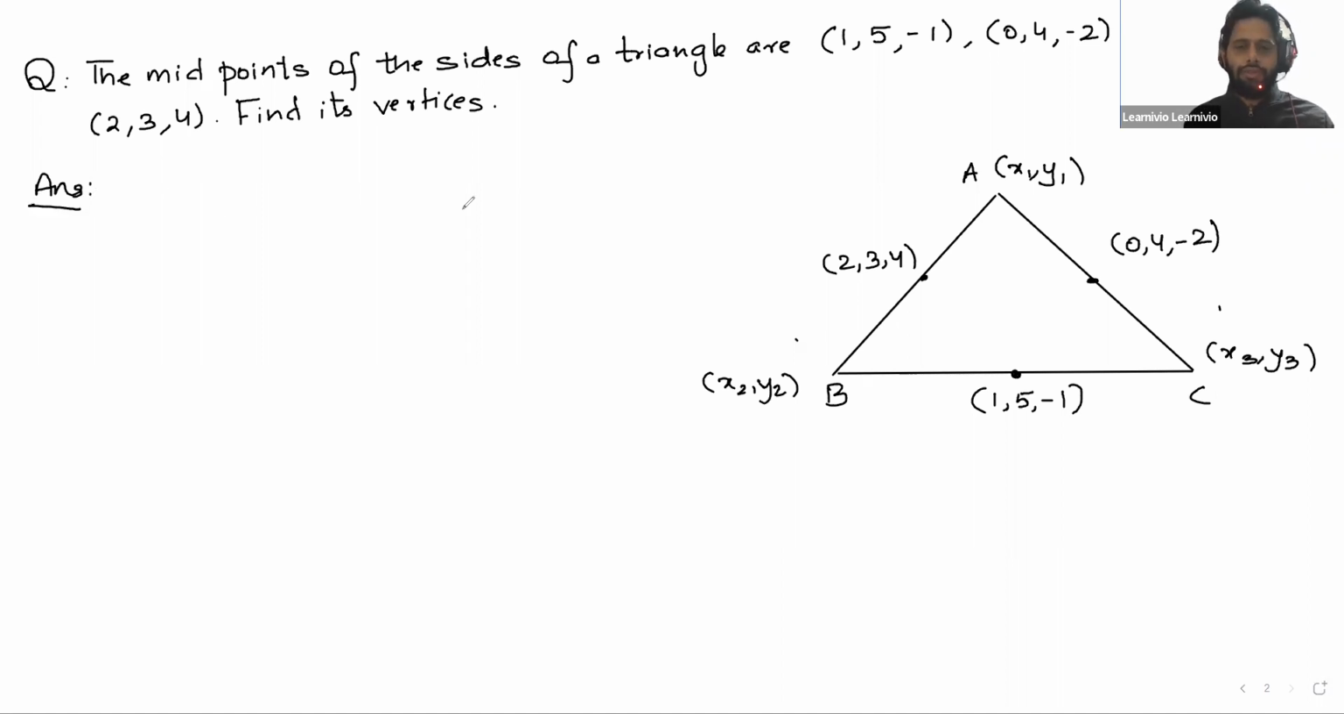We already know that yesterday we have done the midpoint formula. So this is the midpoint of AB. Now, x1 plus x2 by 2 is equal to 2. So cross multiply, you will get x1 plus x2 is equal to 4. Is this clear?